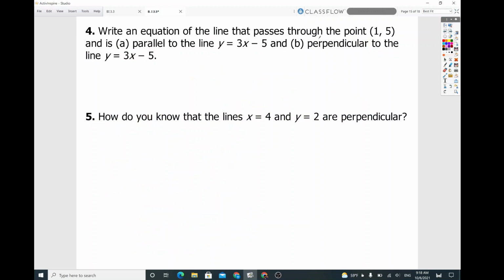Okay, so write an equation of a line passing through the point 1, 5, parallel, perpendicular, quite similar to what we were doing. So how do you know that the lines x equals 4 and y equals 2 are perpendicular? Yes, they are. The reason is that for the special cases, if that's y equals a number, the slope is always 0. X equals a number, the slope is undefined. Because one of the lines is considered vertical, if that's x equals a number, it's a vertical line. Y equals a number, it's a horizontal line.